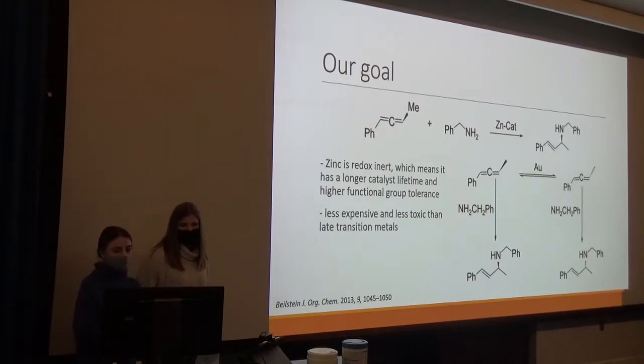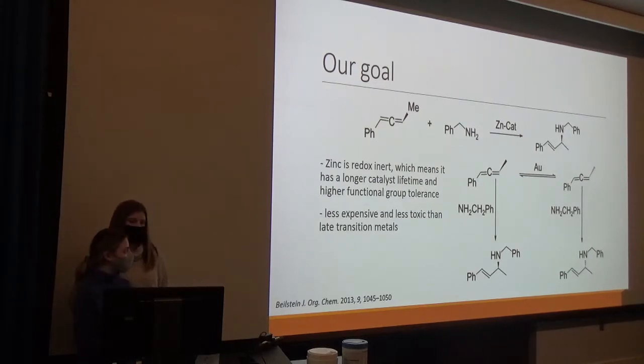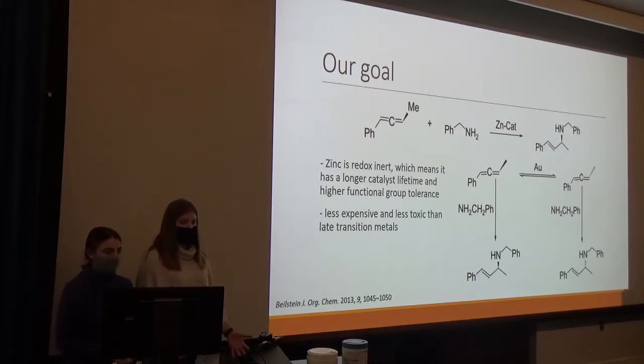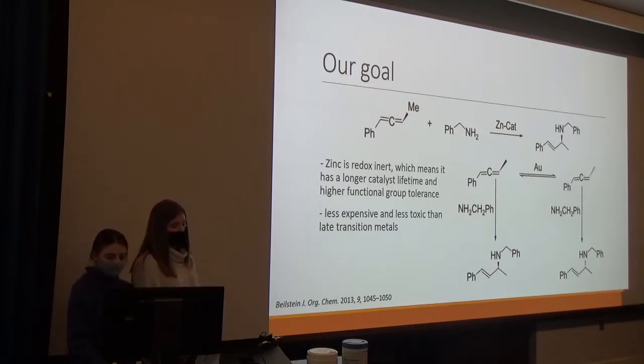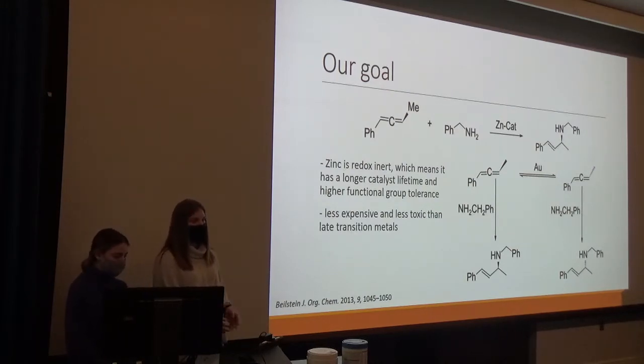The reason we want to use zinc is because it is redox inert, which means it has a longer catalyst lifetime and higher functional group tolerance than other late transition metals, which eliminates issues with air and moisture sensitivity. Zinc is also less expensive and less toxic than other late transition metals like gold and rhodium. For example, 125 grams of zinc is only $76, while 250 milligrams of rhodium is $451, and this is from the TCI laboratory website. Zinc also produces less waste and less chemical byproducts than the late transition metals that have been used for hydroamination.